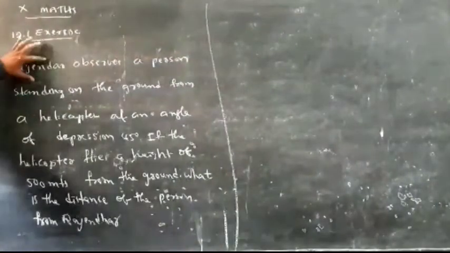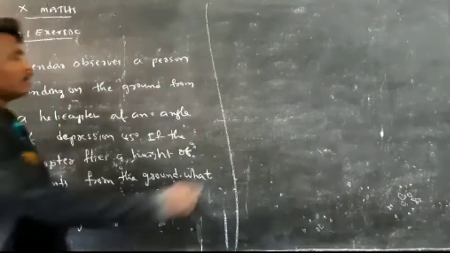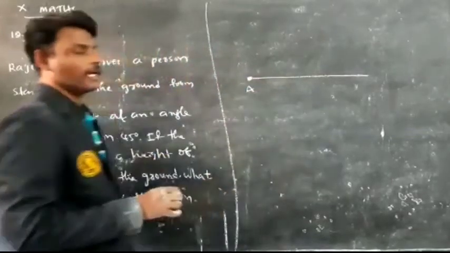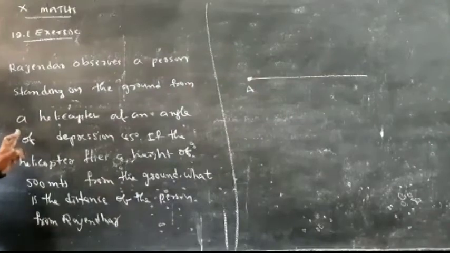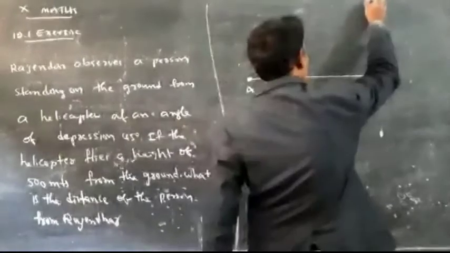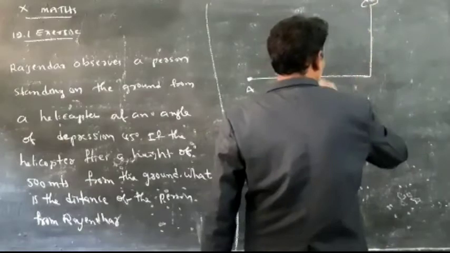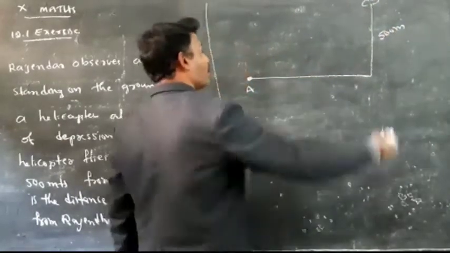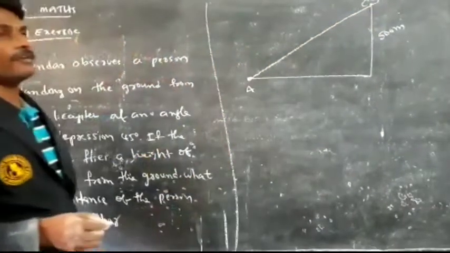Here Rajendra observes a person standing on the ground. Here one person, he is standing on the ground. Let A is the location of the person. A helicopter at an angle of depression 45 degrees. So Rajendra is observing that person from a helicopter. What is the flying height of the helicopter? 500 meters. So from the helicopter, Rajendra is observing the person with angle of depression 45 degrees.